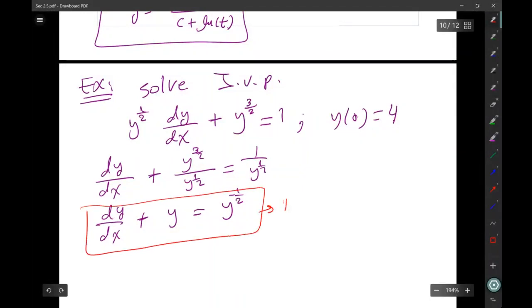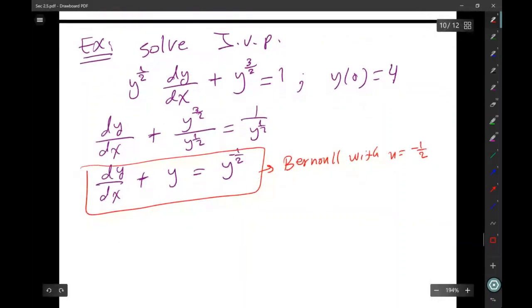This one here is a Bernoulli equation with n equal to minus half. Now I have to take u. What is the value of u here? Then u is equal to y to the power 1 minus n, which is y to the power 1 minus half, and that is y to the power 3 by 2.